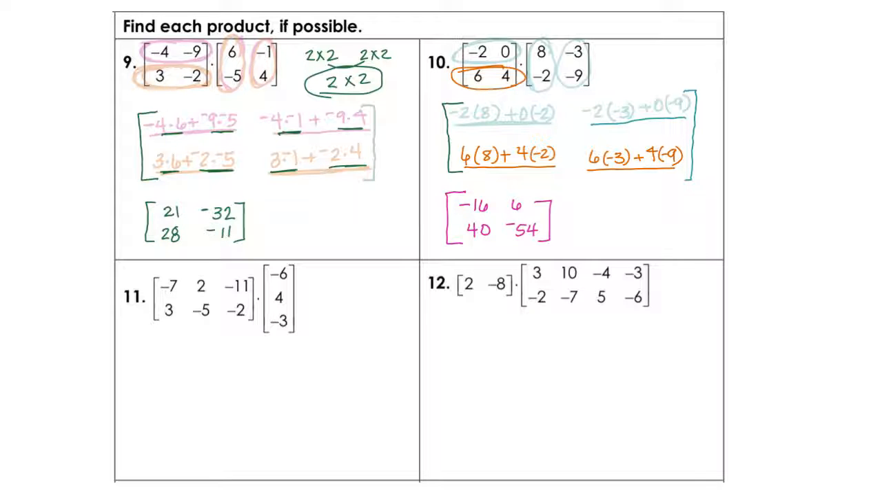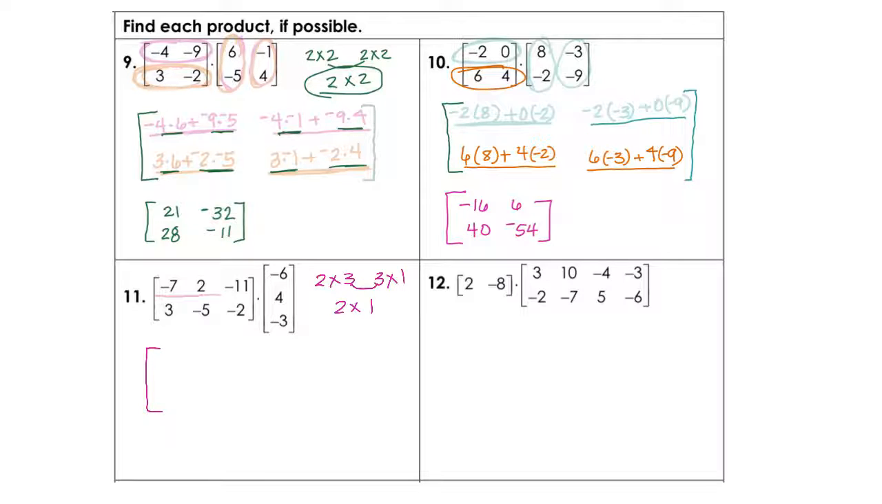So number 11, we need to check our dimensions again. So the first one is a 2 by 3, isn't it? The second one is a 3 by 1. So we can multiply them. The dimensions of my answer should be 2 rows and 1 column, 2 by 1. Right, so let's go ahead and try to multiply these.